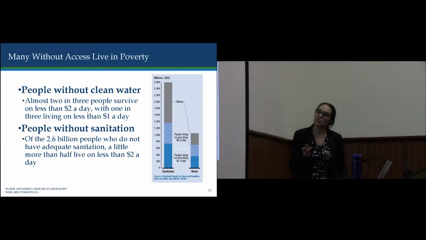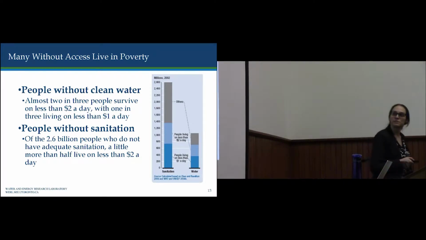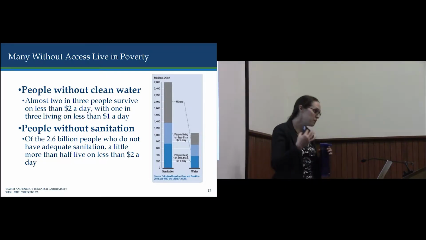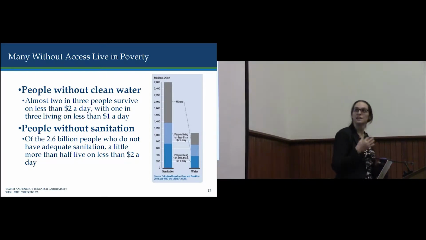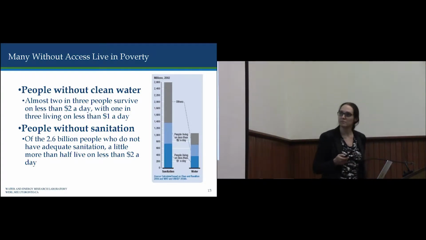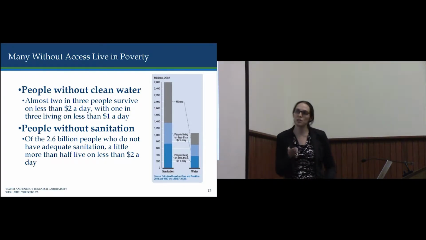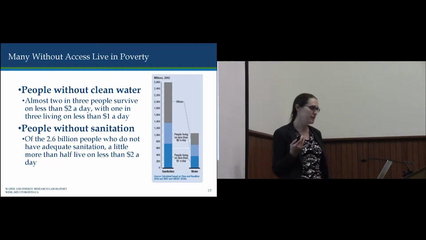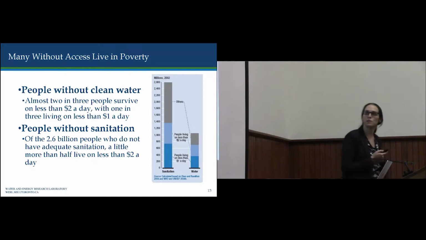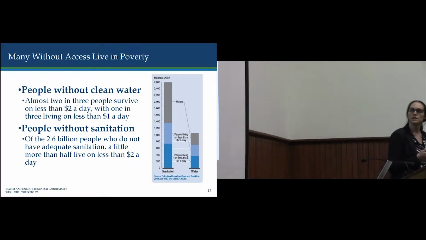People without sanitation, this is 2.6 billion people, about half of them are living on less than $2 a day. So looking at this, there's a really strong link between water scarcity, in this case economic water scarcity, and poverty. And I'll touch on a couple of different places where I personally have examples, and different things that people can do to help eliminate water scarcity in these areas.